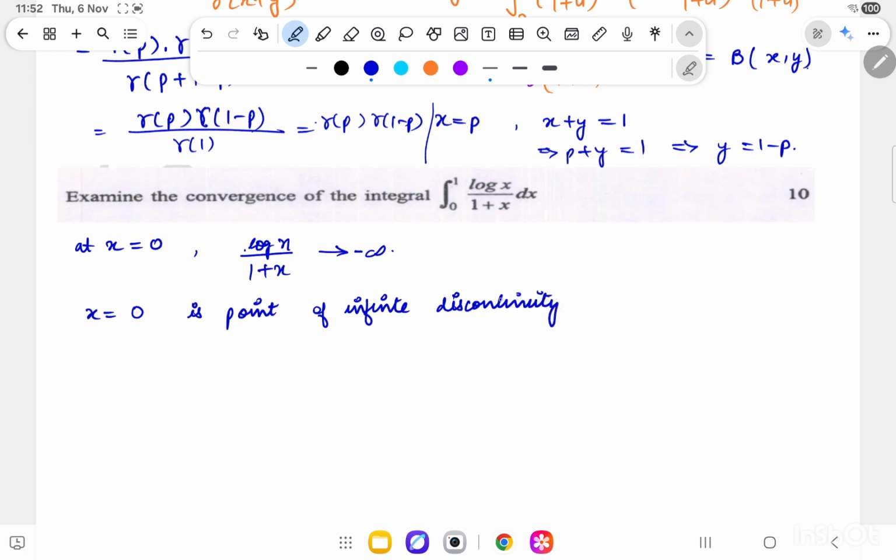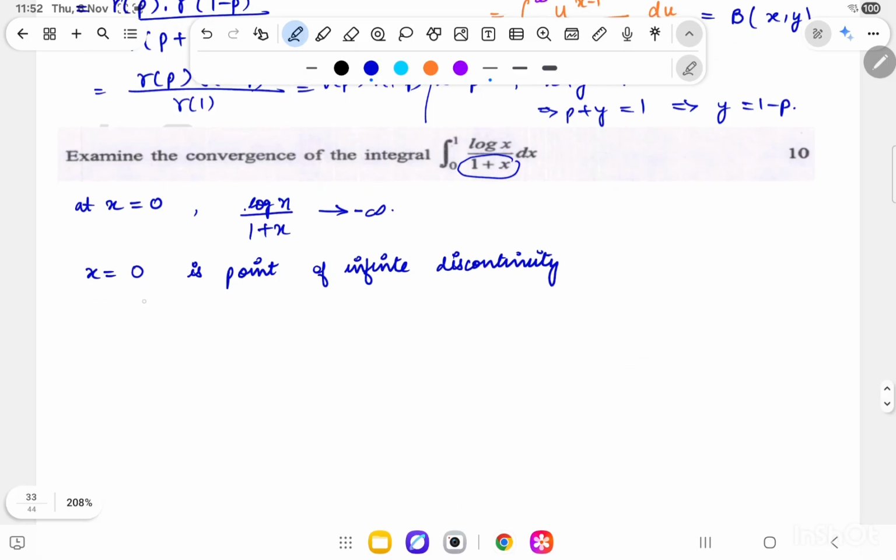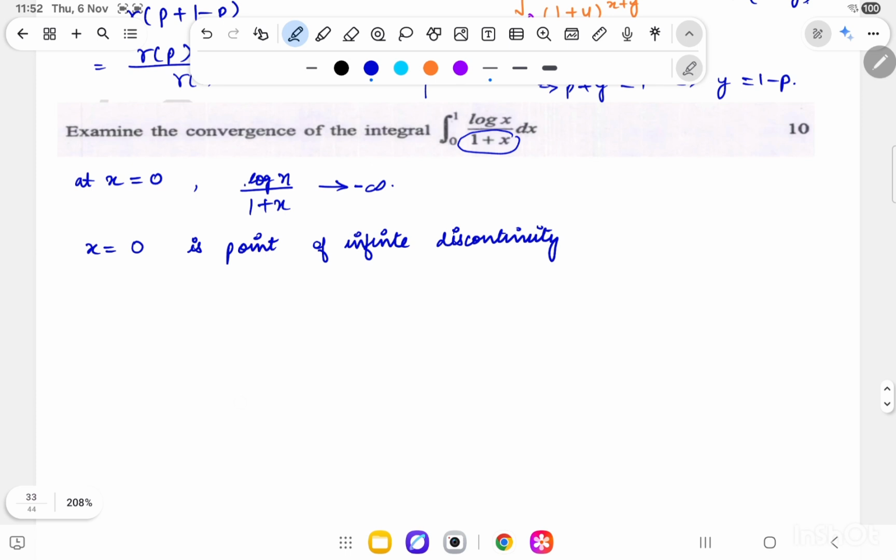Now if I check at x equals 1, it is a finite term only, because log 1 is 0 and in the denominator we have 1 plus 1, that is 2. And between 0 and 1, I cannot see any other point of infinite discontinuity. There is x equals minus 1, but that doesn't belong to 0 to 1, so we can easily avoid that. So x equals 0 is the only point of infinite discontinuity. Now we need to check its convergence at this point.